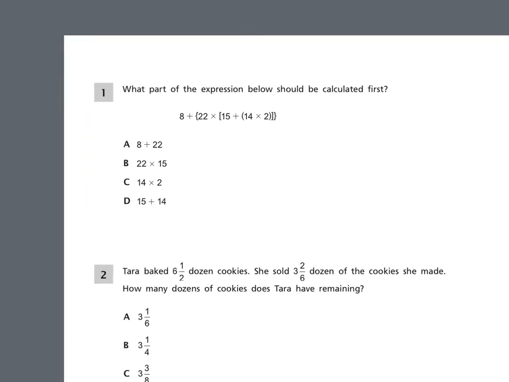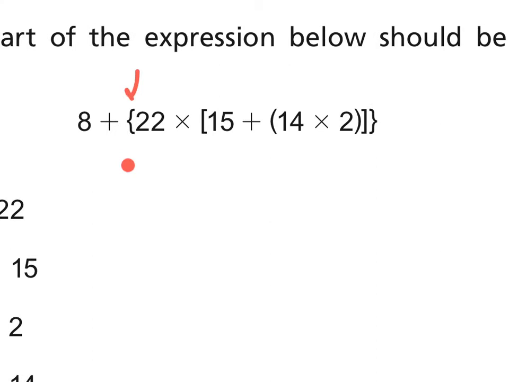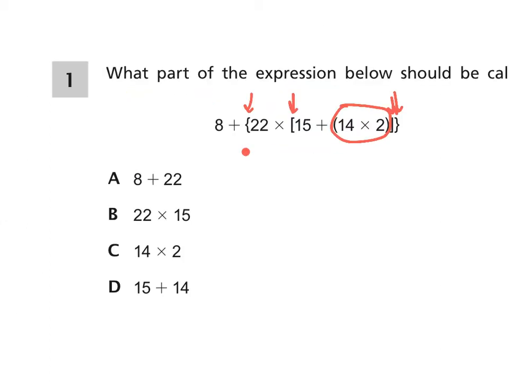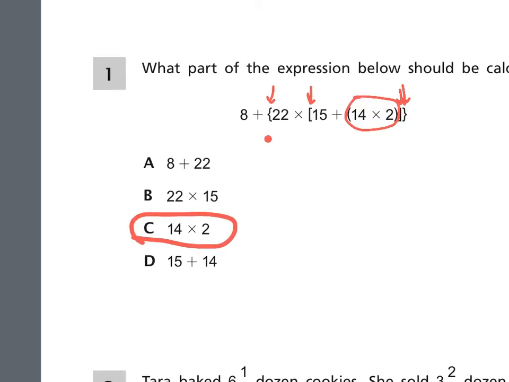So you would ignore the 8. You would zone in on the parentheses. Now these are braces, and then inside the braces there's brackets, and then inside the brackets there's then the parentheses. So that should be your first step, the 14 times 2. And then you'll add 15, and then you'll multiply by 22, and then lastly you add it with 8. So it'll be 14 times 2, which is letter C for number 1, because parentheses always comes first.